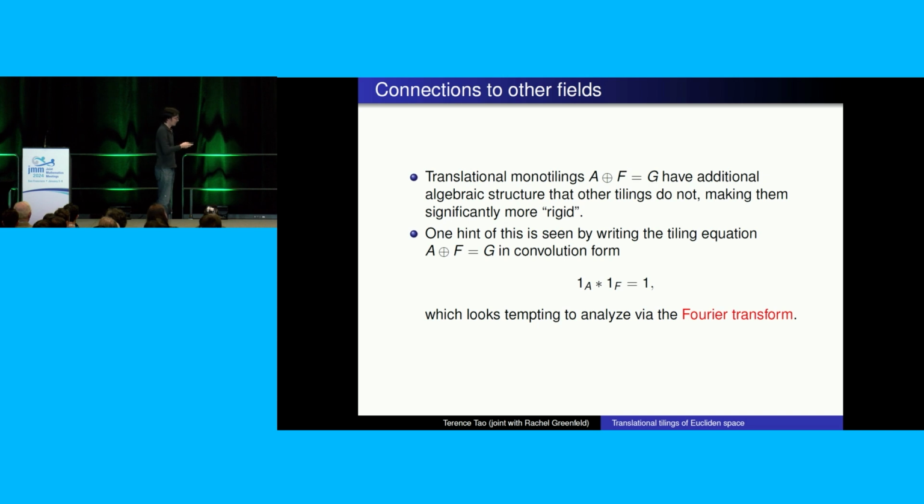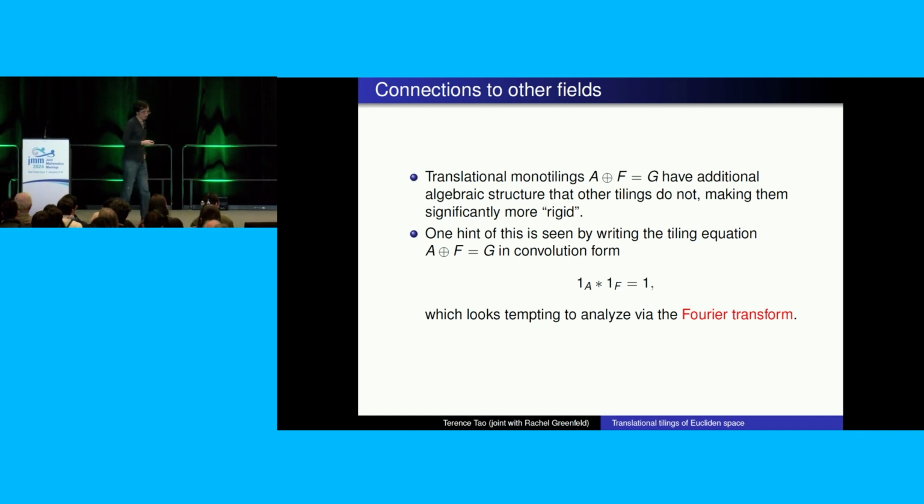This equation, A plus F equals G, you can do many things with it, and it is very naturally connected to many areas of mathematics. So there are many things you can do to analyze these tilings, particularly translational monotilings. There are lots of things you can do with that particular combination that you can't do with either monohedral tilings, where you tile with rotations, or with translational tilings with multiple tiles.